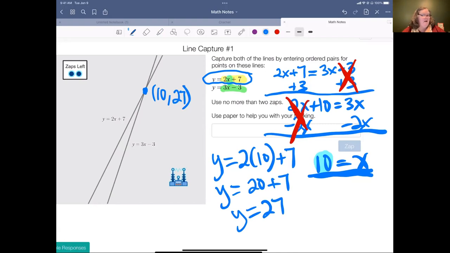So I'm going to unpause and see if you can enter in 10, 27 and get a line zap for both lines.